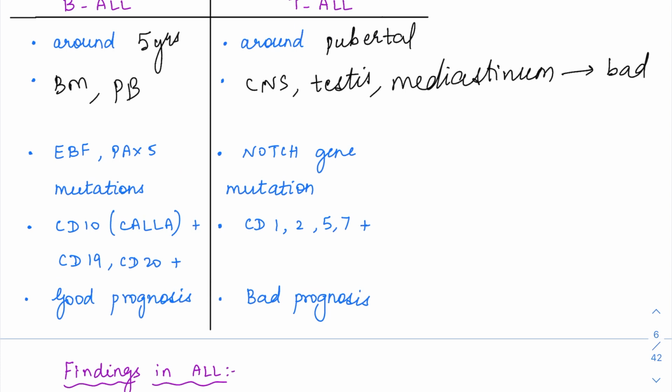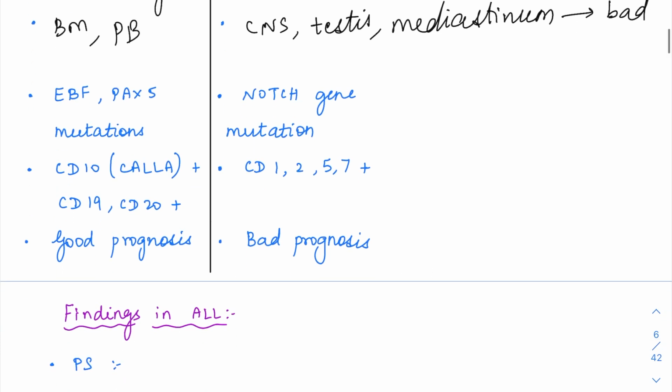When will the blast become BALL? When the transcription factors like EBF and PAX5 are mutated, that will lead to BALL, while Notch gene mutations will result in TALL. Already we had seen that Notch is involved in T cell maturation, while PAX5, EBF and E2F are related to B cell maturation.